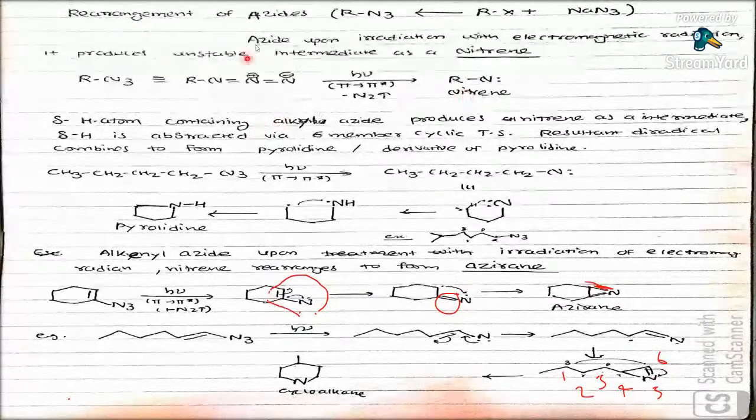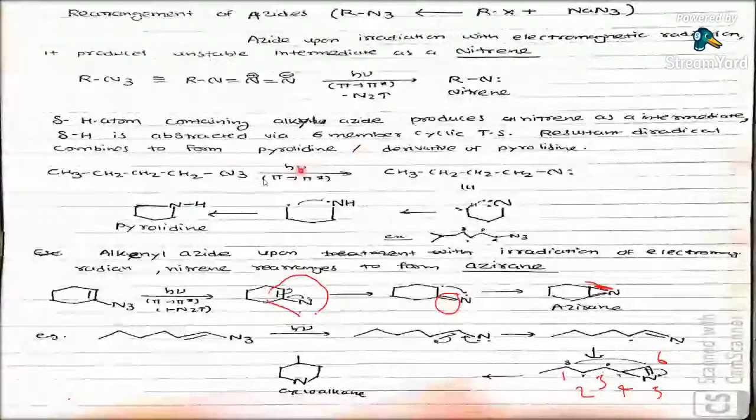Now azide, upon irradiation with electromagnetic radiation, produces the unstable intermediate nitrene. So this is the nitrene structure. Now the alkyl azide containing an alpha hydrogen atom produces nitrene as an intermediate, and the alkyl azide containing a delta hydrogen atom produces nitrene as an intermediate, and the delta hydrogen is abstracted via a six-membered cyclic transition state. The resultant diradical combines to form pyrrolidine or a derivative of pyrrolidine.